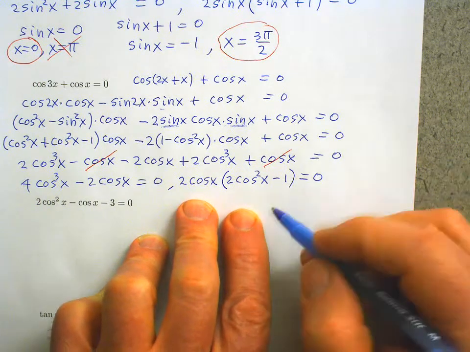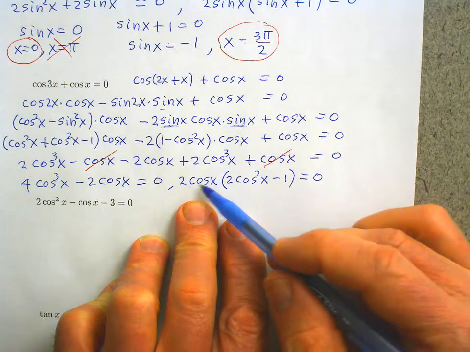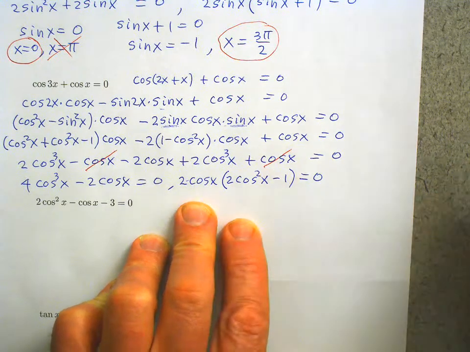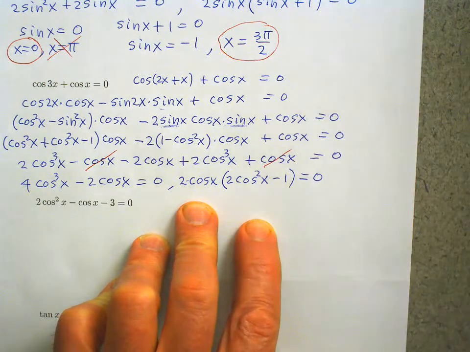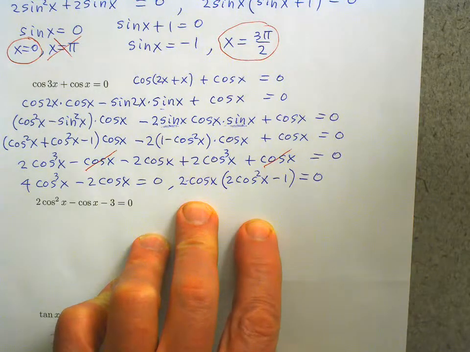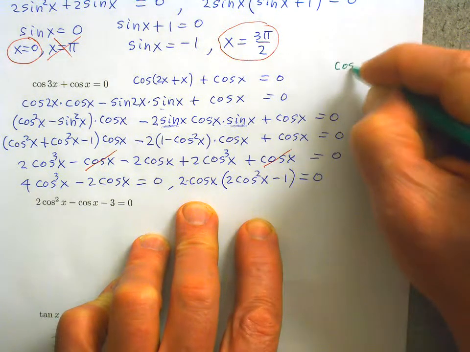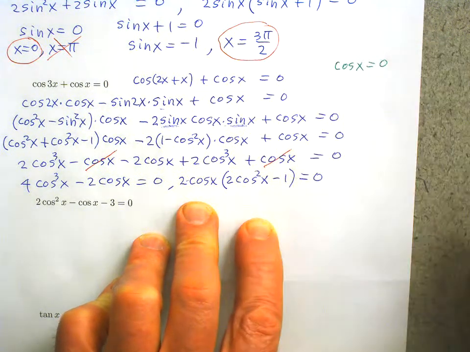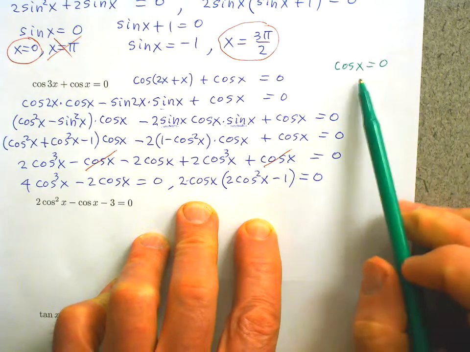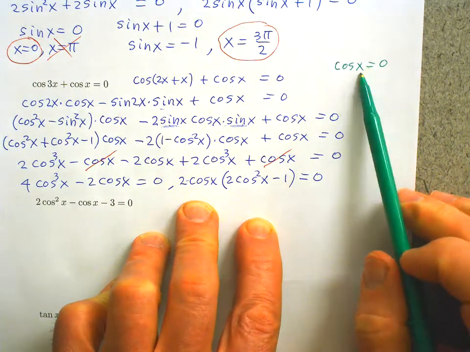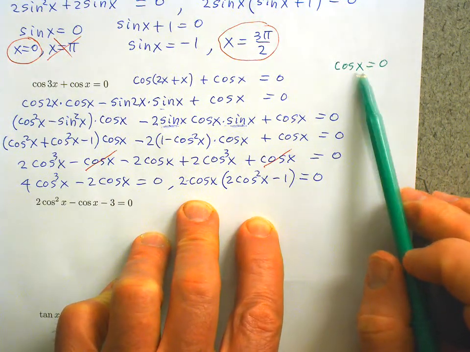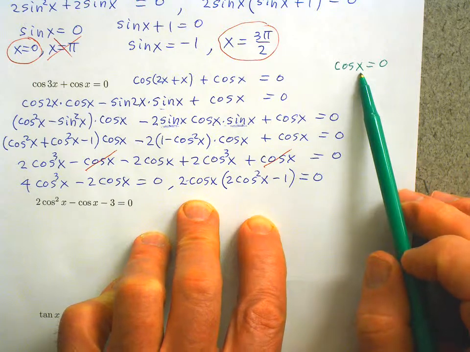One of the factors is just 2 times cosine of x, or cosine of x equals 0. So the two solutions we get for this between 0 and 2 pi are pi over 2 and 3 pi over 2.